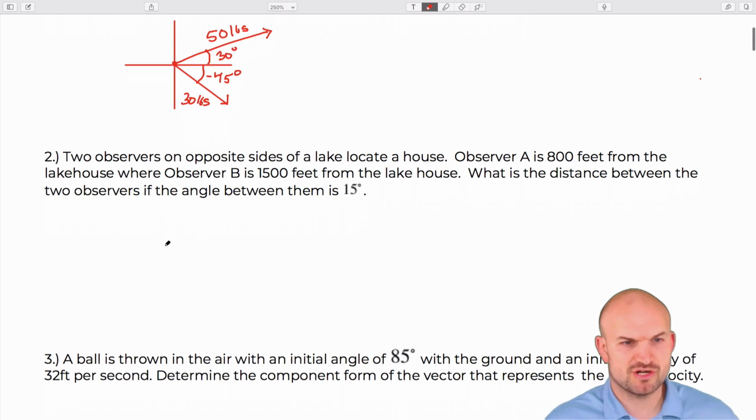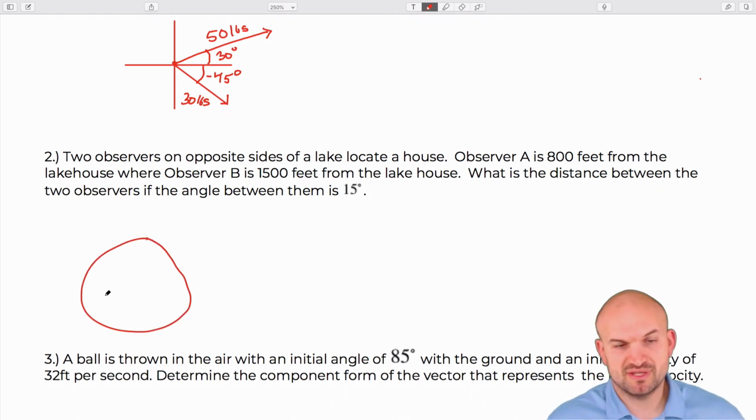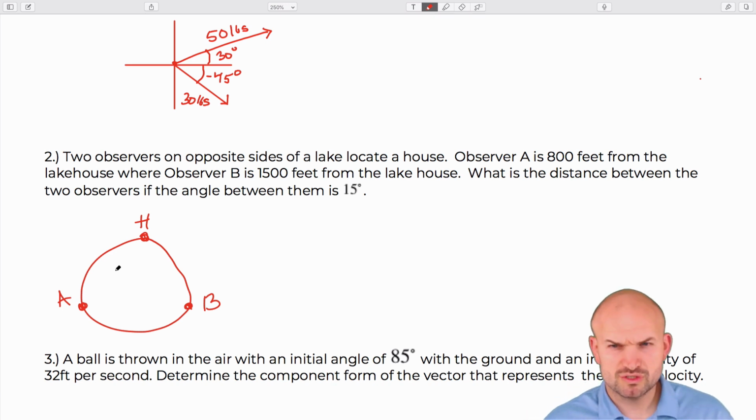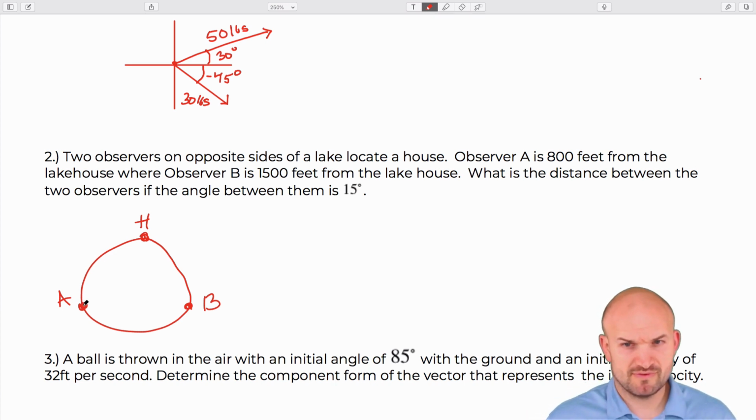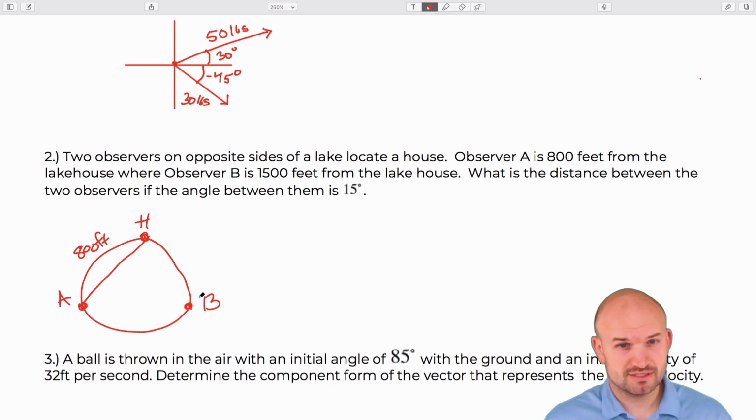Okay, so let's just draw a lake here. Now, it doesn't say this home is on the lake, but let's assume that it is. So let's call this A, and this B, and let's call this house, lake house. Observer A to here is going to be 800 feet, and observer B to the lake house is going to be 1,500 feet.